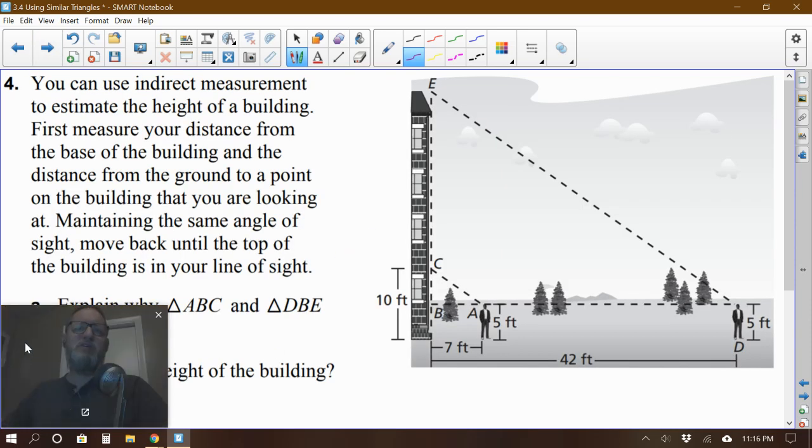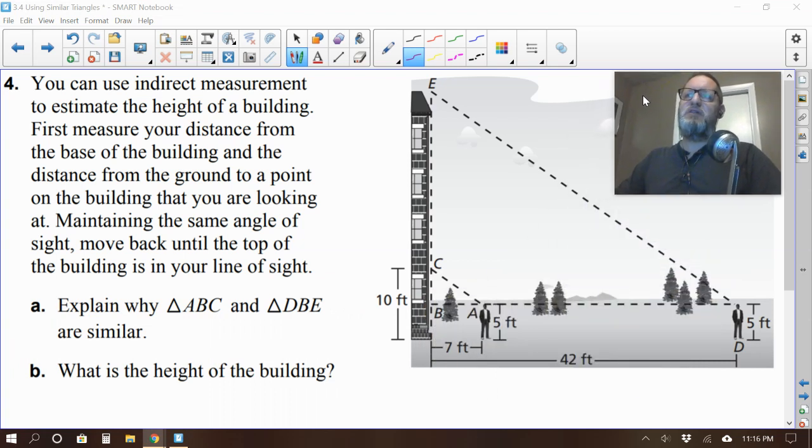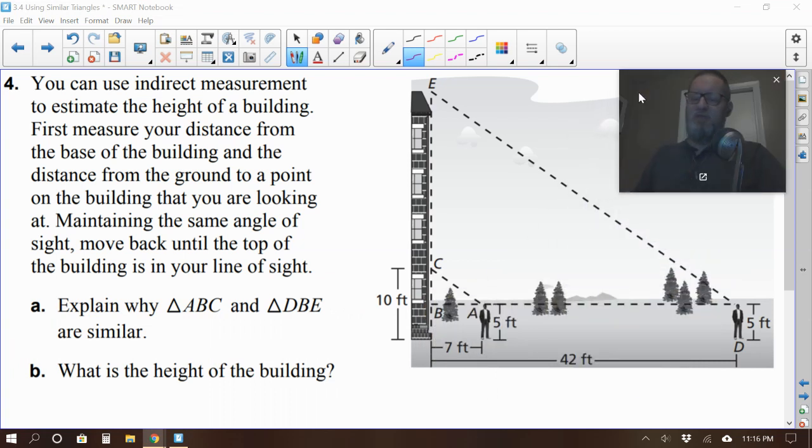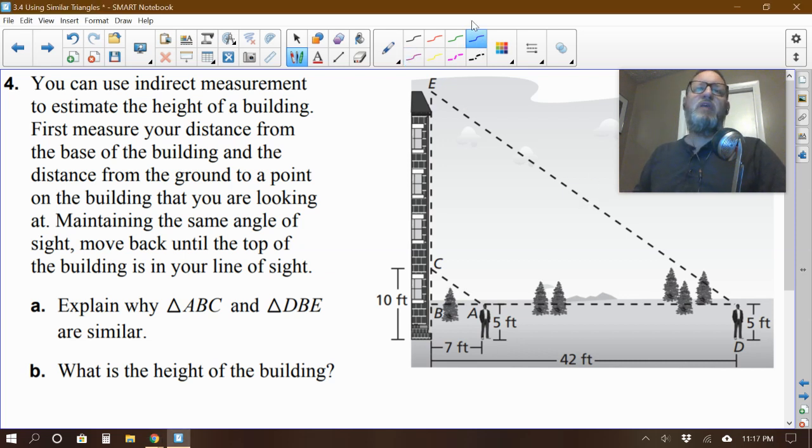Uh-oh, my picture is on top of the words. So let's come up here. All righty. So this is another version of the shadow with the tree or the distance across the water. Let's take a look here. So you can use indirect measurement to estimate the height of a building. Right, that would be very difficult to measure.